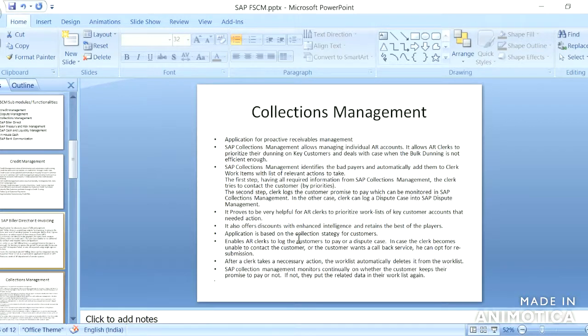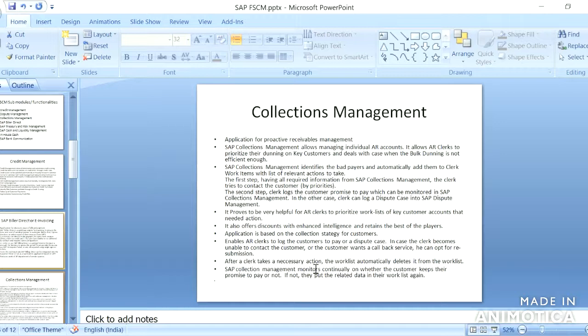The application is based on the collection strategy for customers. So there are many configuration steps and different rules or logics for how this collection management will work. It enables AR clerks to log the customer's promise to pay or a dispute case. We already discussed this. In case the clerk is unable to contact the customer or the customer wants a callback, he can opt for the resubmission. Again they will resubmit that.